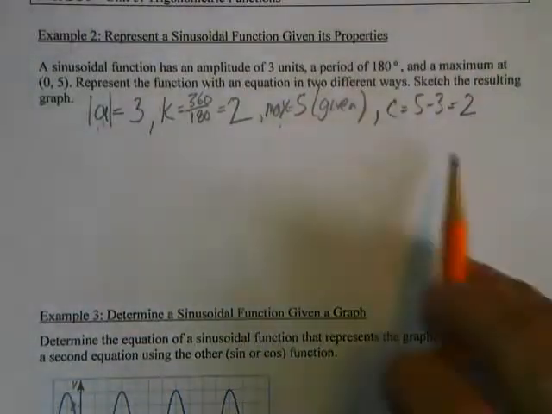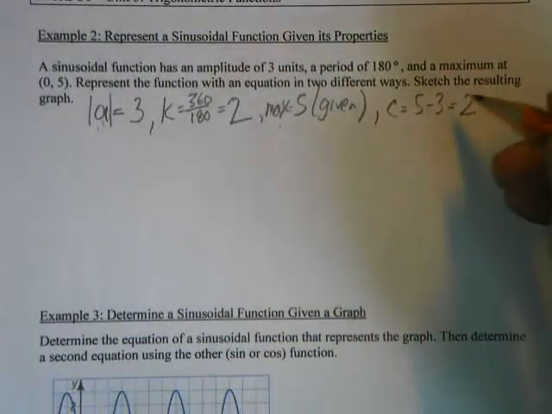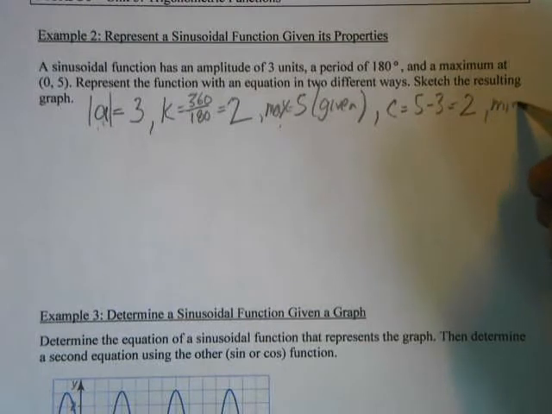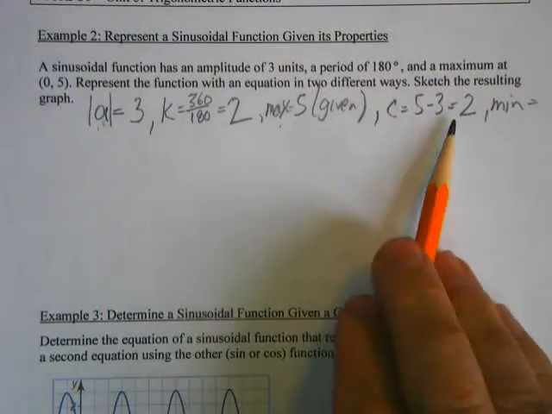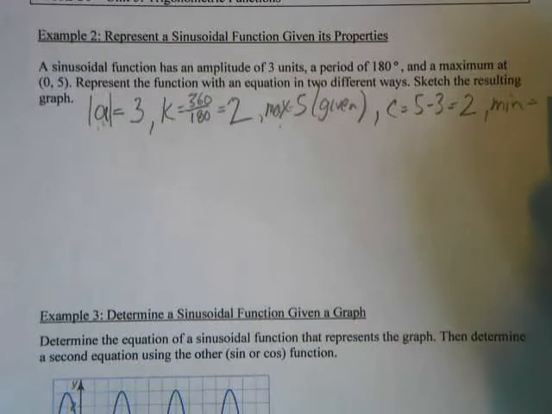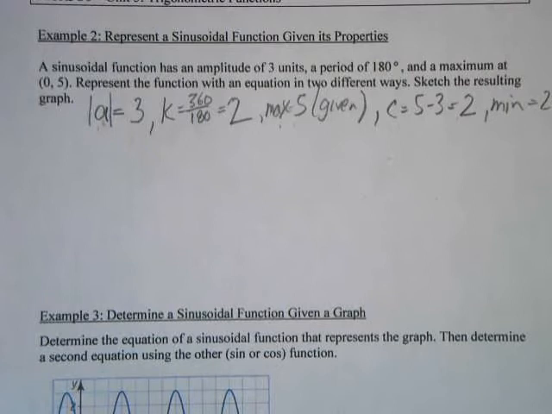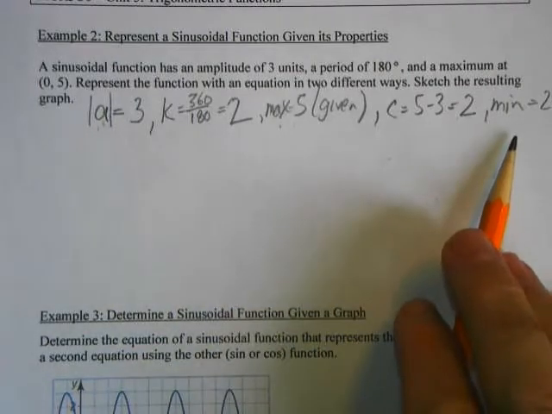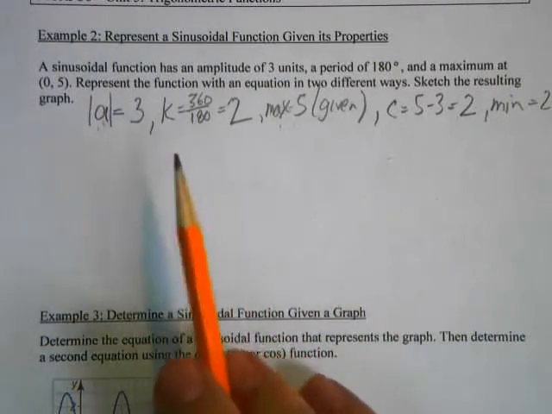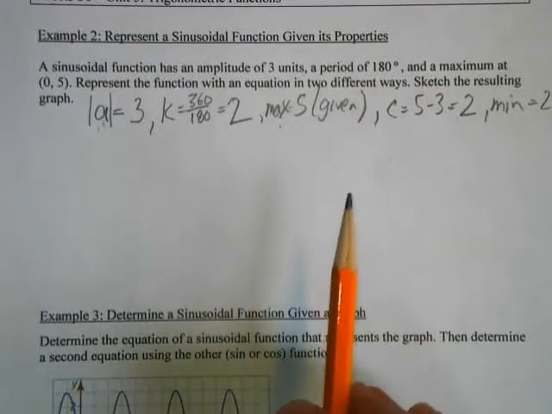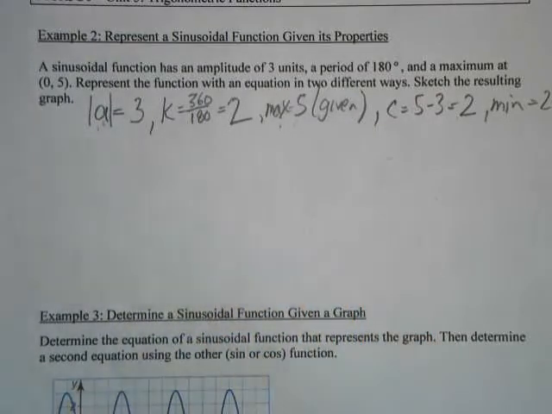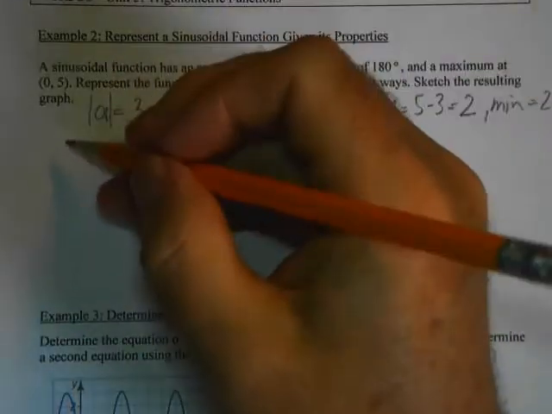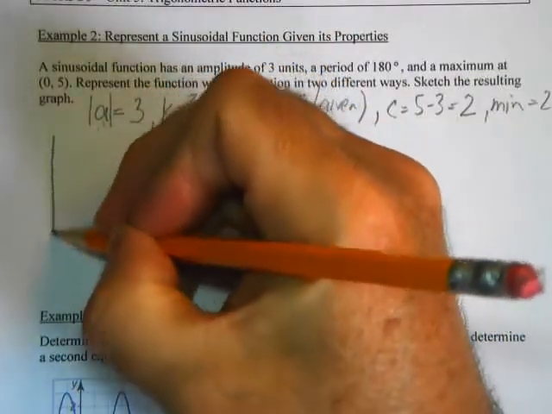Okay, and if I wanted to keep going, I could say, well, that makes the minimum. The minimum is going to be 3 below the C value, so that's 2 minus 3, which is negative 1. So I've got all that stuff. So you can see I've got A, K, and C. What I don't have is D, but also what I don't have is, am I going to use a sine or cosine function? So before we do that, I'm going to sketch what this looks like.